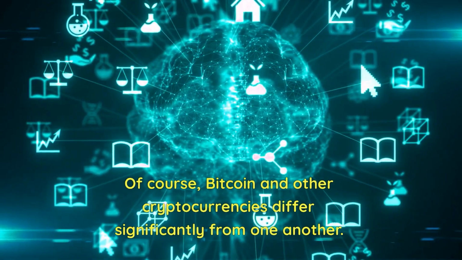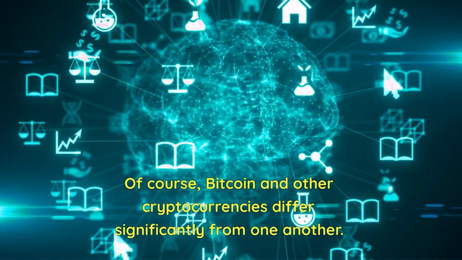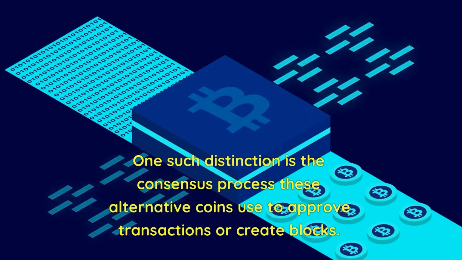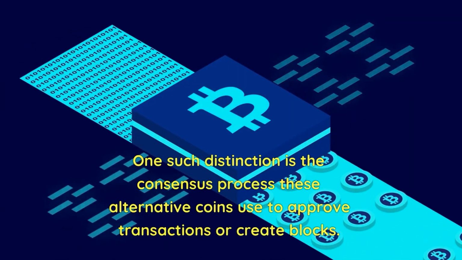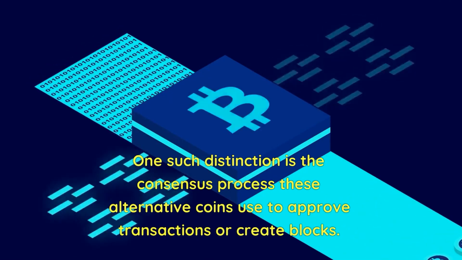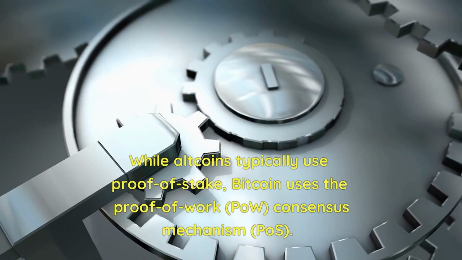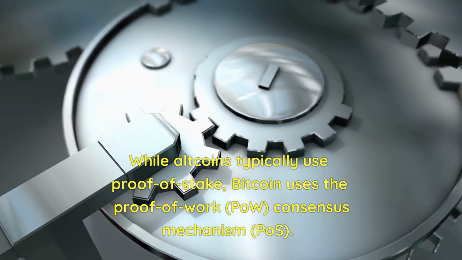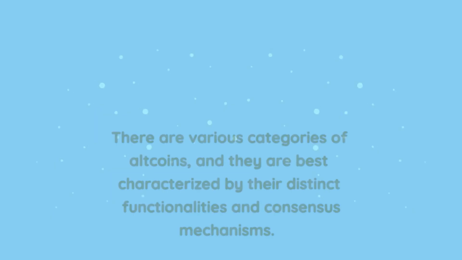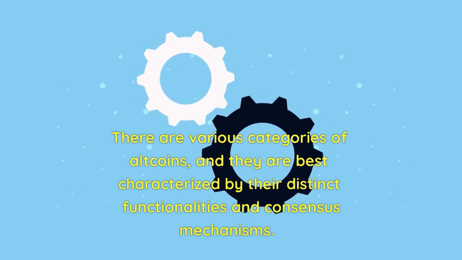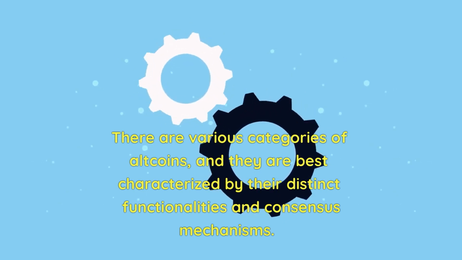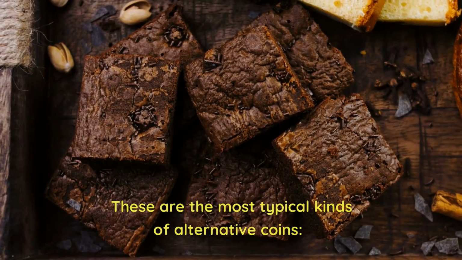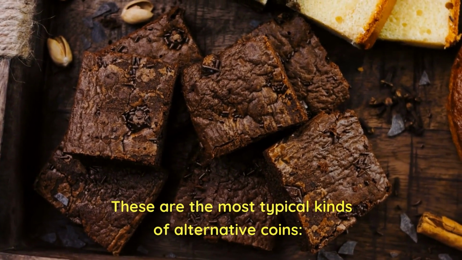Of course, Bitcoin and other cryptocurrencies differ significantly from one another. One such distinction is the consensus process these alternative coins use to approve transactions or create blocks. While altcoins typically use proof of stake, POS, Bitcoin uses the proof of work consensus mechanism. There are various categories of altcoins, and they are best characterized by their distinct functionalities and consensus mechanisms. These are the most typical kinds of alternative coins.